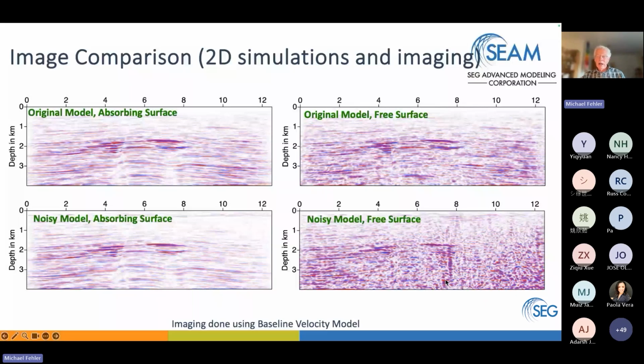So the path we're on right now is to pursue a 3D image with simulation and imaging with this model, having noise and the free surface. And we're just about ready to pull the plug on that simulation with AGT and have them proceed with the simulation and the imaging.